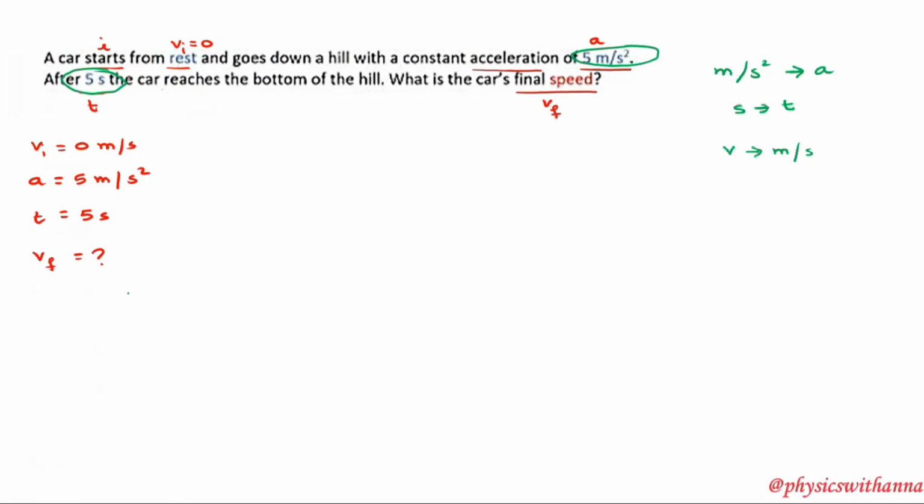So now let's apply the equation to find V final. We write V final equals V initial plus A into t. I have everything given here. Let's just substitute. V initial is 0, acceleration is 5, time t is also 5. And when you solve this, you get final speed or final velocity to be equal to 25 meter per second.